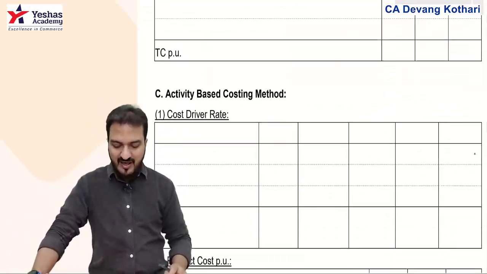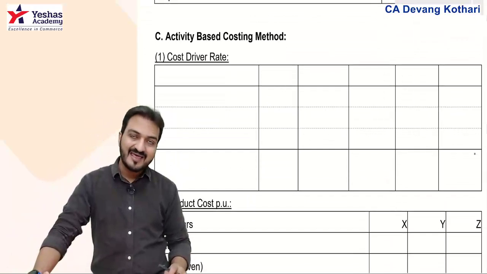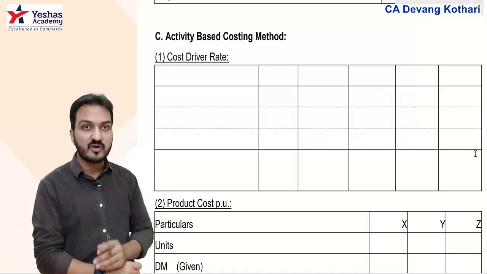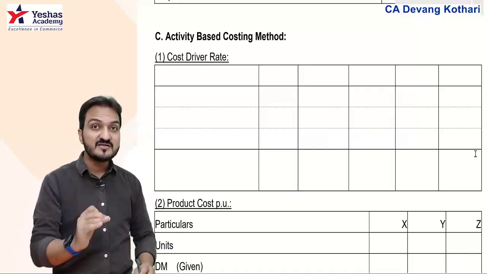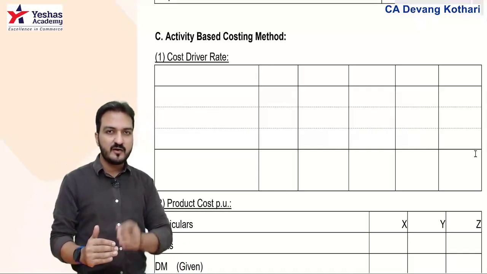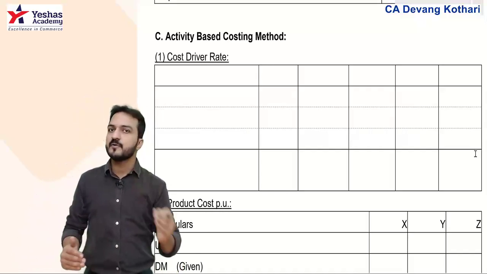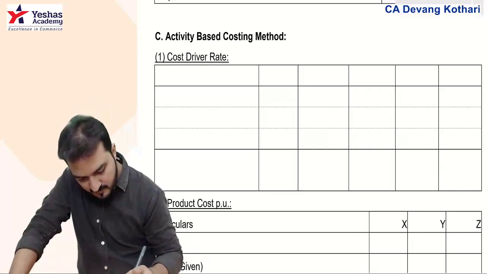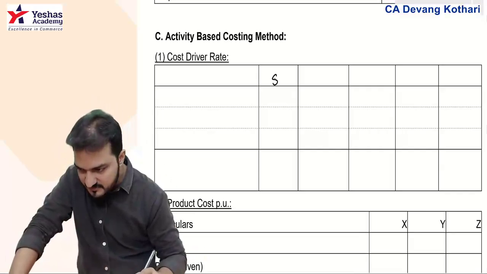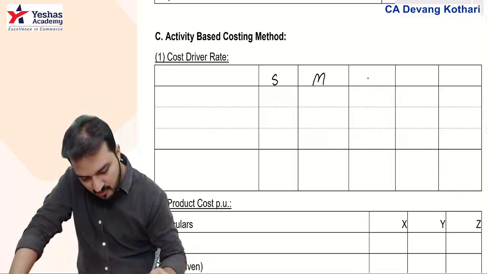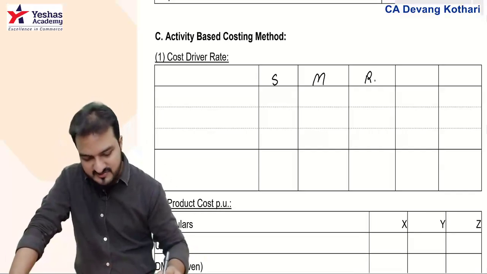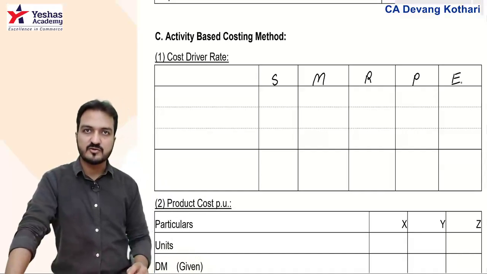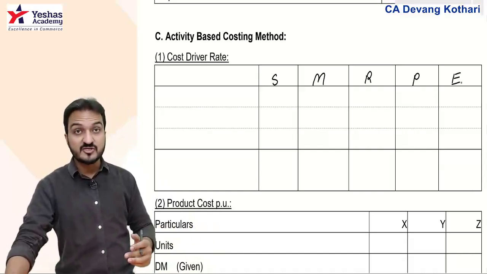Second, let us talk about activity based costing method, ABC method. Under ABC method, first you need to find the cost driver rate, and you know that this time your rate will be calculated separately for each component of cost. You have 5 components in your cost like this: setup cost, machining cost, receiving cost, packaging cost, and engineering cost. I'm making separate columns for each of them.